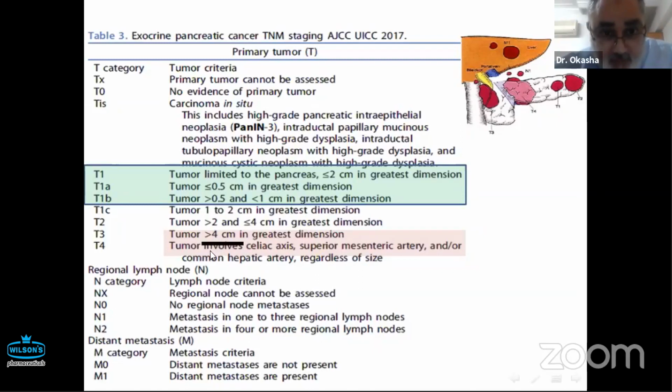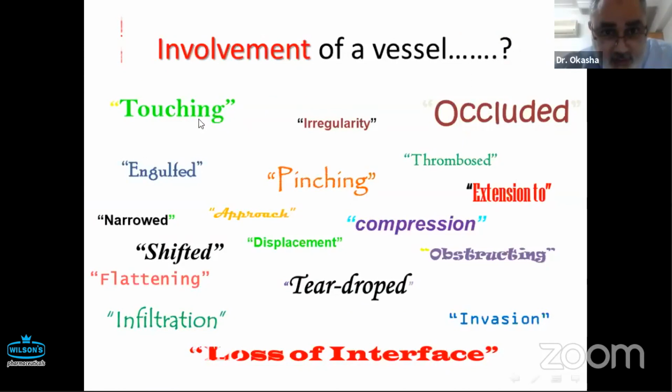What is meant by a vessel involved by a tumor? How does the tumor involve a vessel? Is it by touching the vessel, or the presence of irregularity of the vessel at the site of the tumor, or the vessel is occluded, engulfed, pinched, extended into, compressed, narrowed, displaced, teardrop invasion, and so on? All of that is right, but I think the most suitable point to determine vessel invasion is loss of the normal interface between the vessel and the tumor.